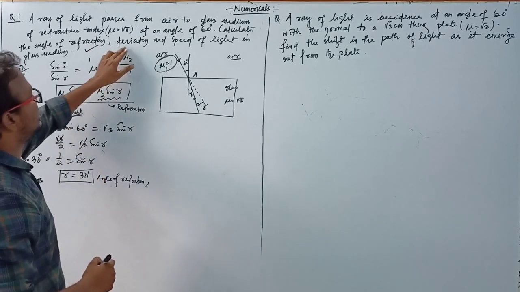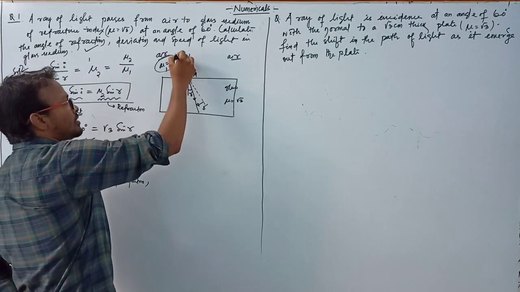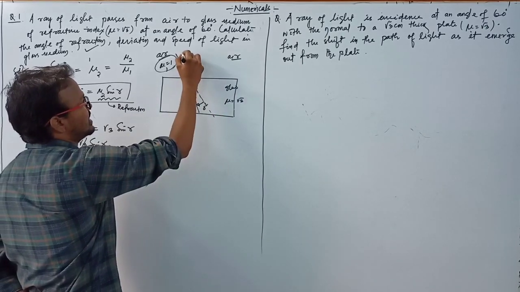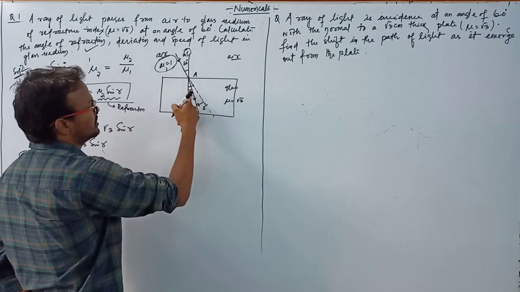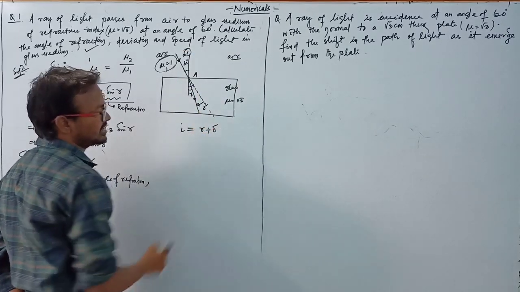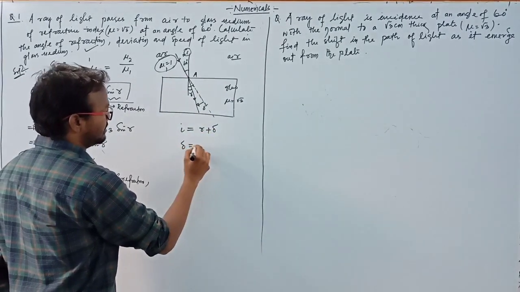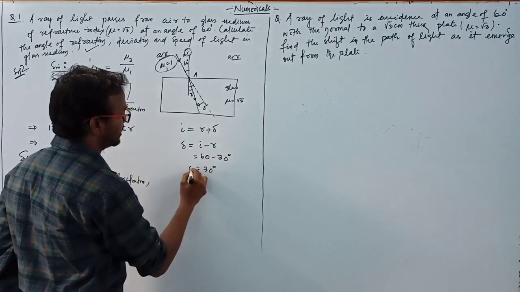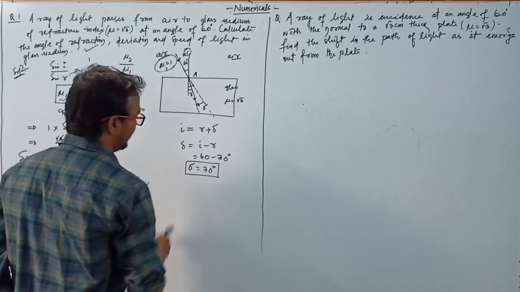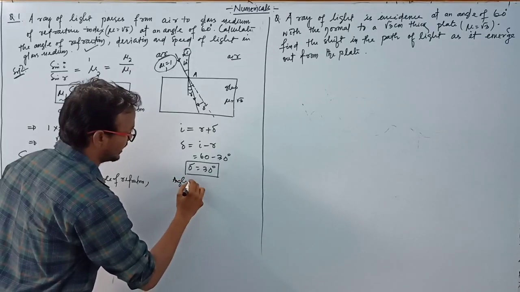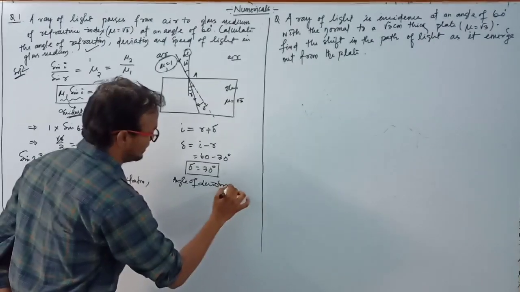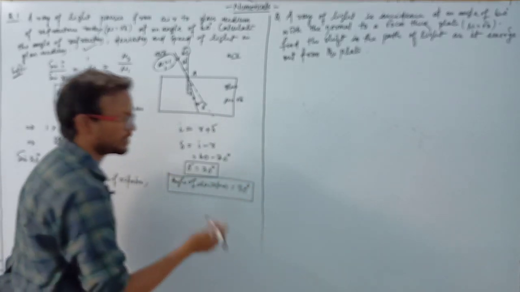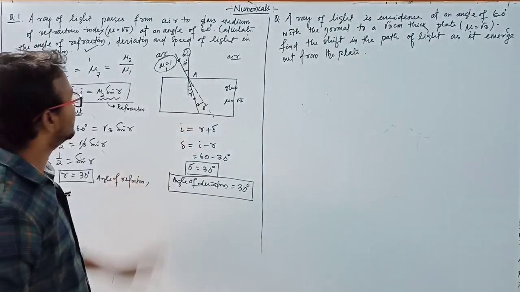Clear? Next, what is deviation? Because this is the actual path or line of action, this total angle, the angle of incidence i, equals the sum of these two angles, r plus delta. So the angle of deviation can be calculated as i minus r, that is 60 minus 30 degrees, which is equal to 30 degrees, which is delta. Clear? So here the angle of deviation delta equal to 30 degrees. That means the incident ray deviates from its original path by an angle of 30 degrees.